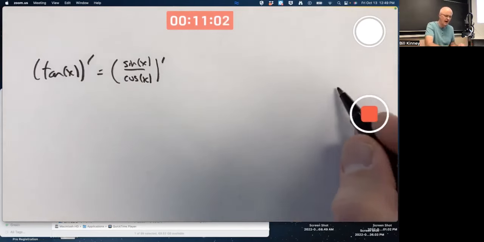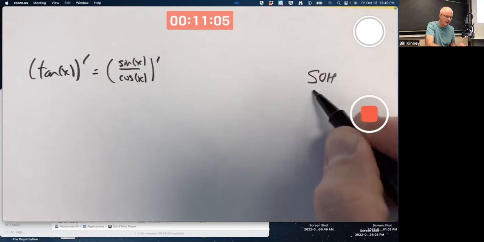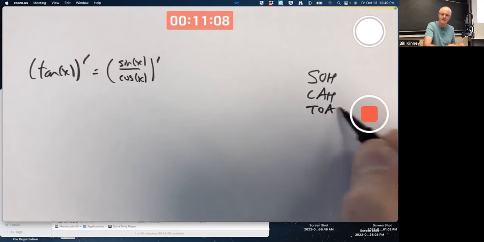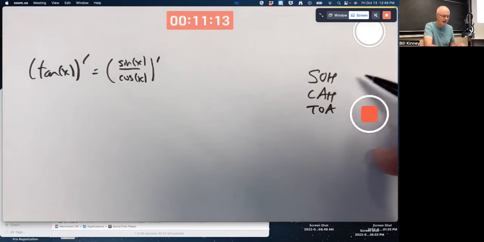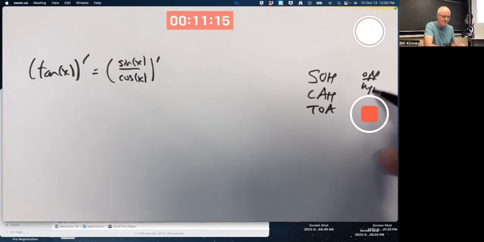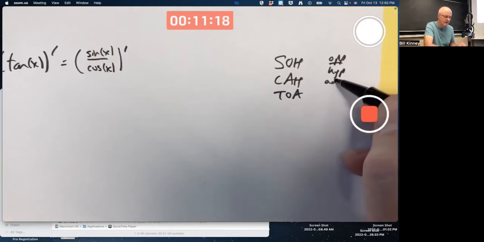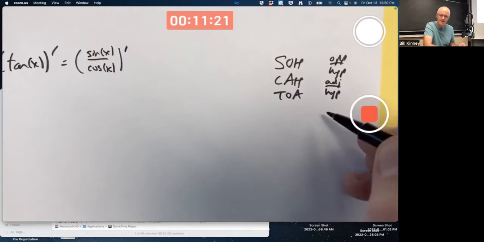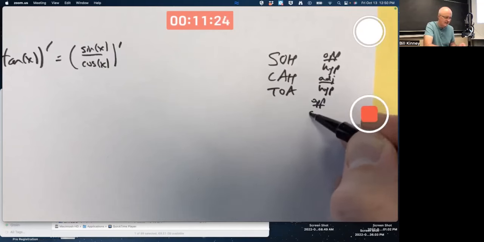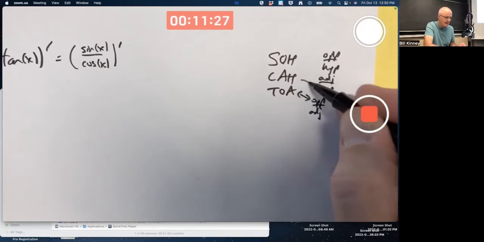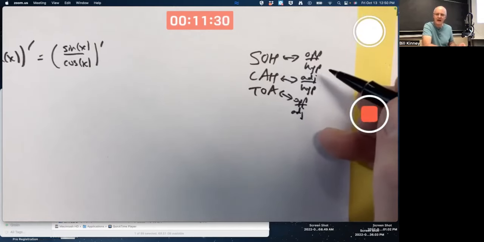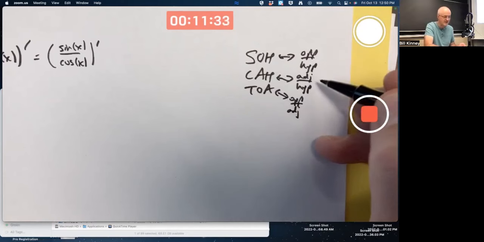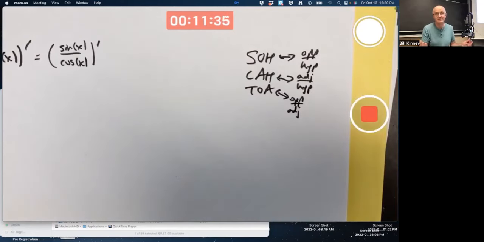Yes, there's SOHCAHTOA for right triangles, but sine is opposite over hypotenuse. Cosine is adjacent over hypotenuse. TOA, tangent, is opposite over adjacent. However, if you take opposite over hypotenuse, all divided by adjacent over hypotenuse, the hypotenuse cancels. And you get opposite over adjacent. Tangent is sine divided by cosine, whether you're talking about right triangles or unit circle definition.